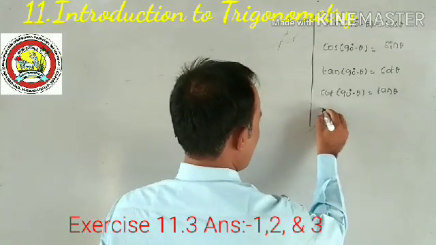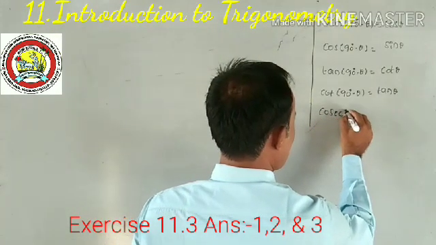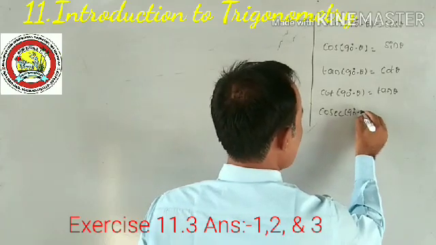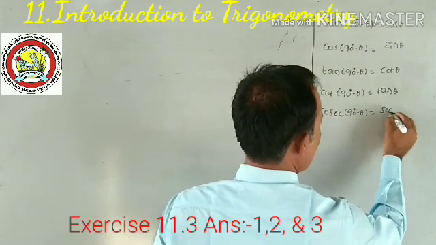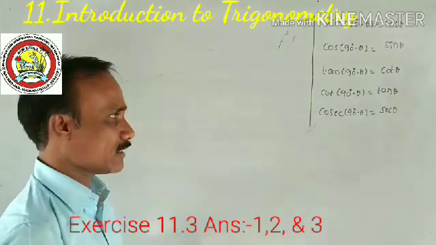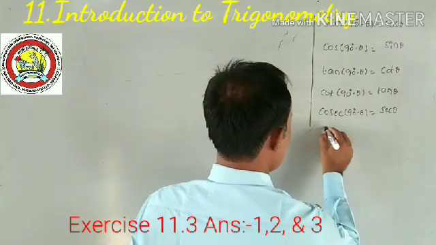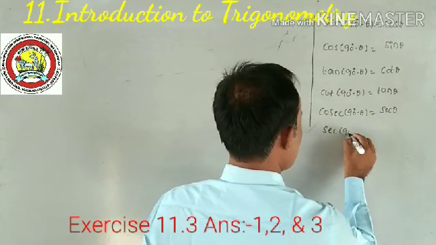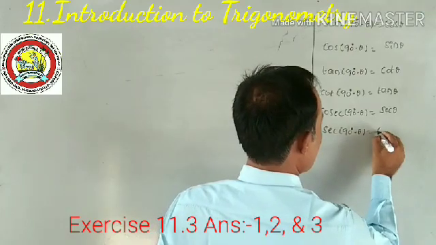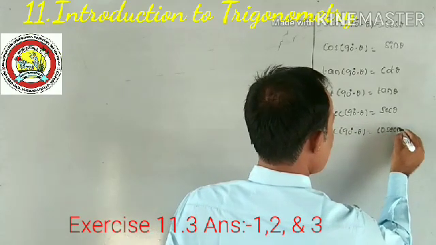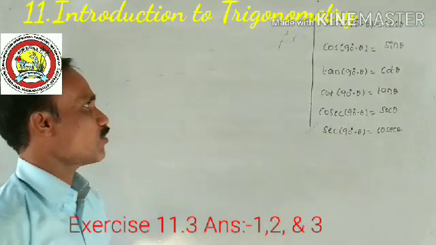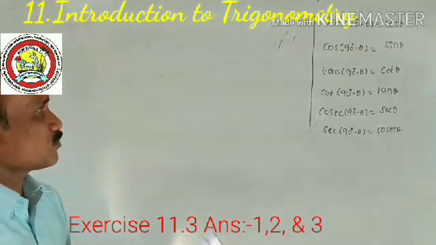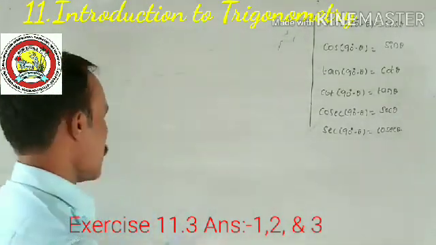Next, the remaining two: cosecant 90 degree minus theta can be written as sec theta. Then sec 90 degree minus theta can be written as cosec theta. So these are the very important trigonometric ratios of complementary angles.